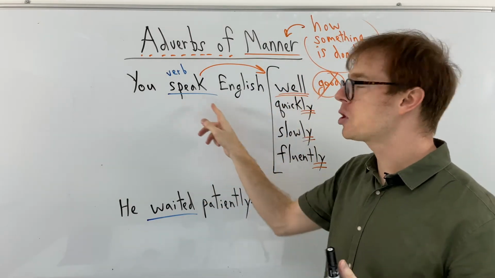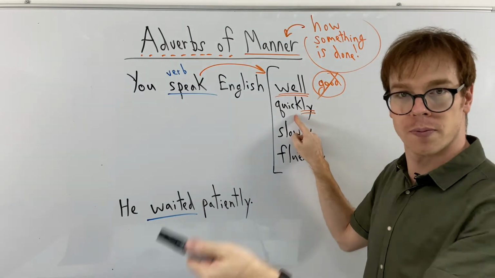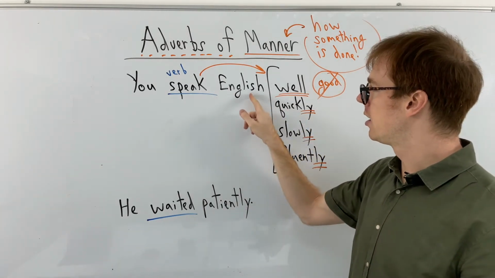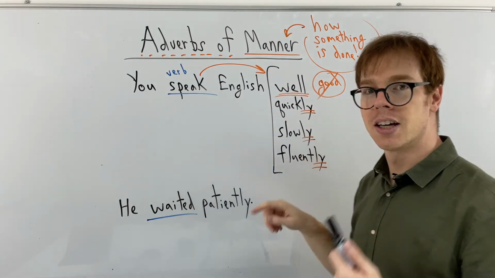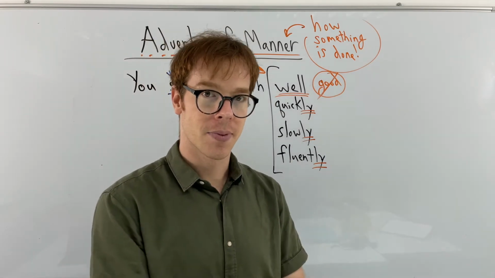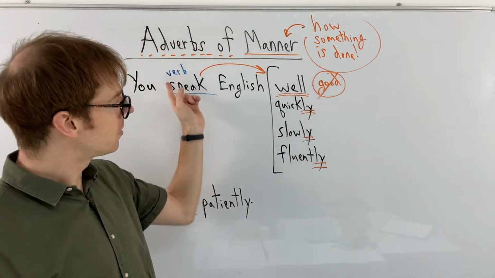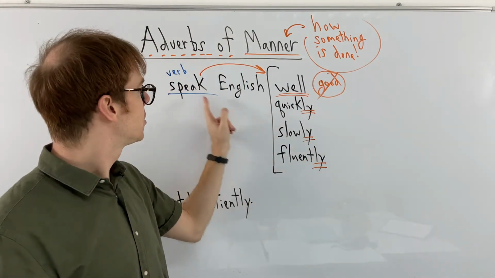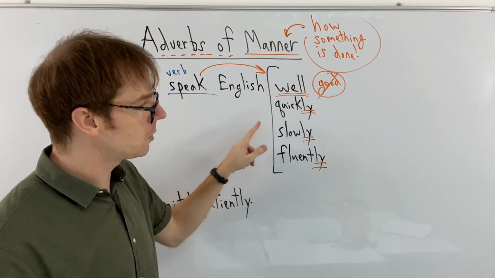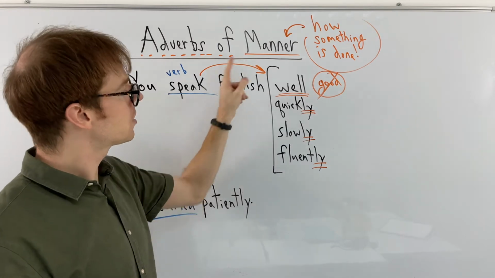I can also say, oh, you speak English very quickly. You speak English quickly. Or you speak English slowly, right? I'm using my adverb, slowly, to tell you the speed. Quickly, slowly, how well. Speak English well.